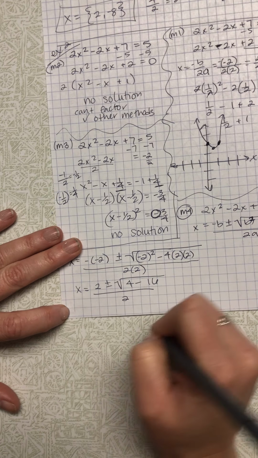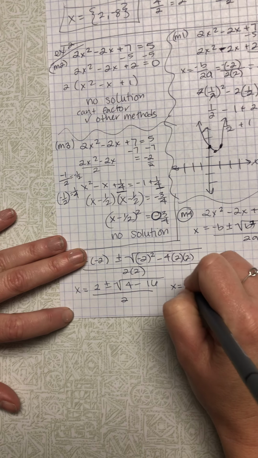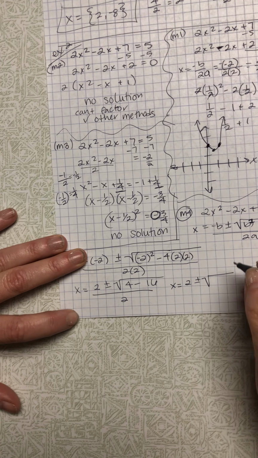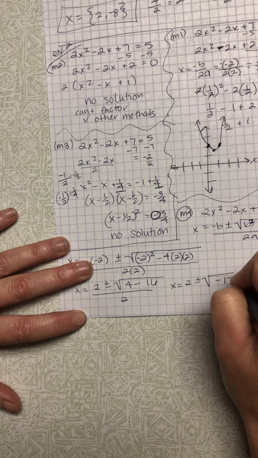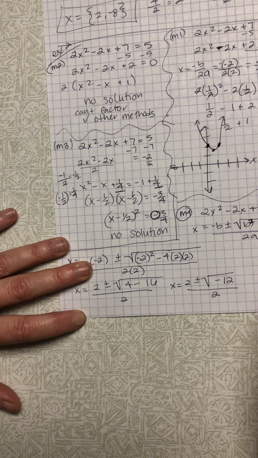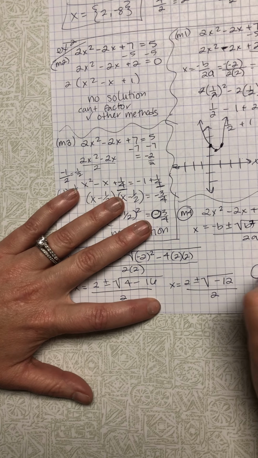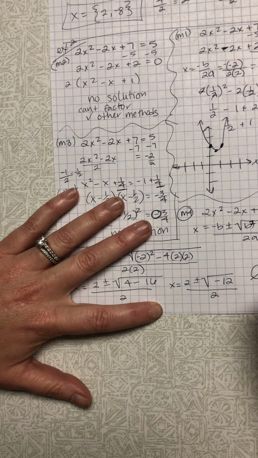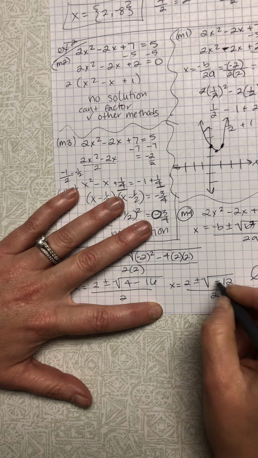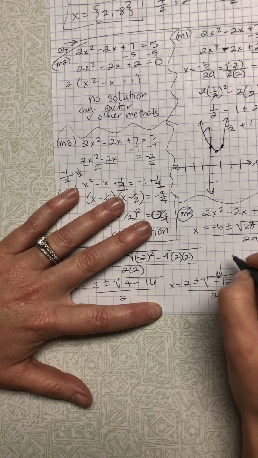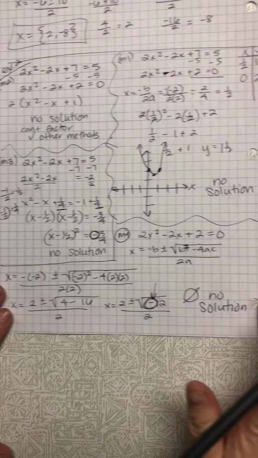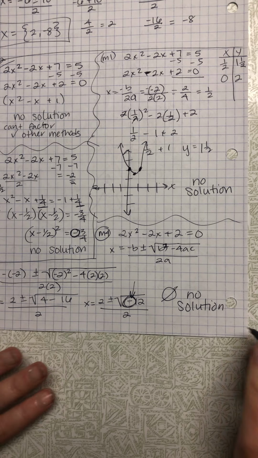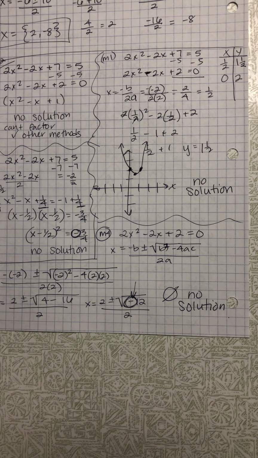When I simplify that, x equals 2 plus or minus the square root of negative 12 over 2. And from here, we get no solution because we have a negative inside the parenthesis. Okay, so we can stop. No solution. All right, the next one is going to be a you try.